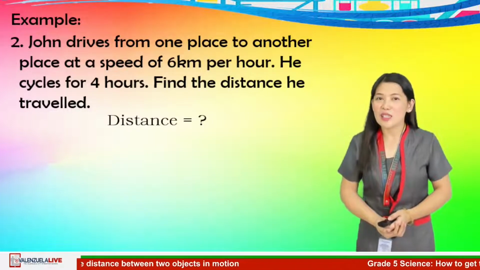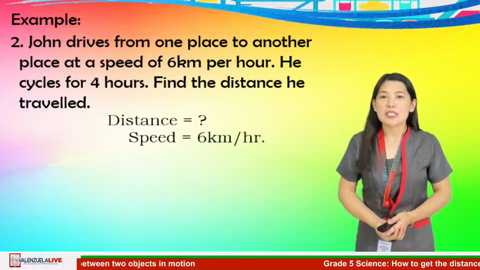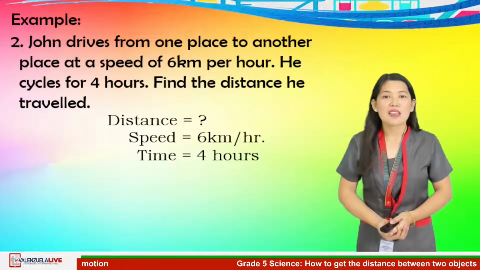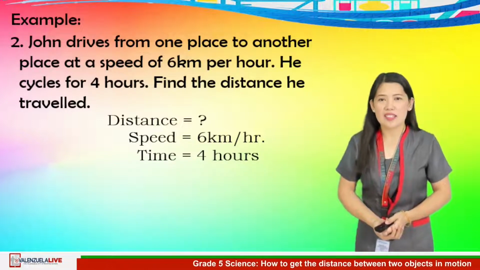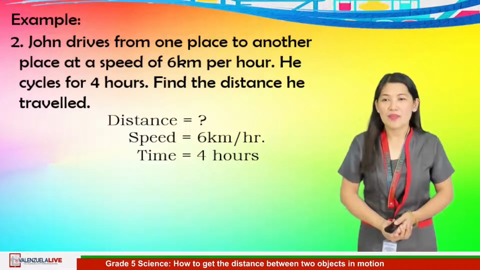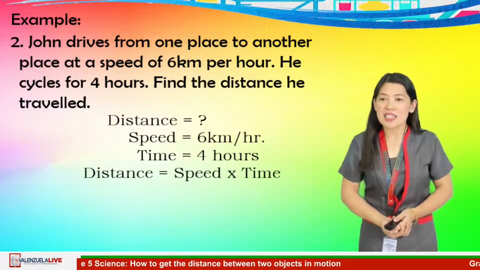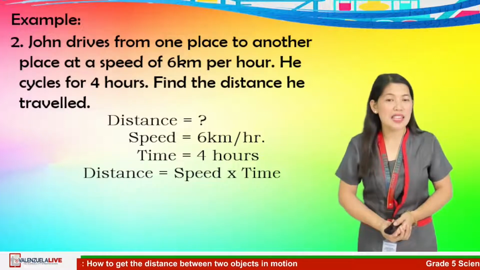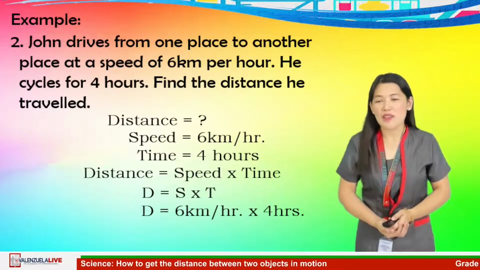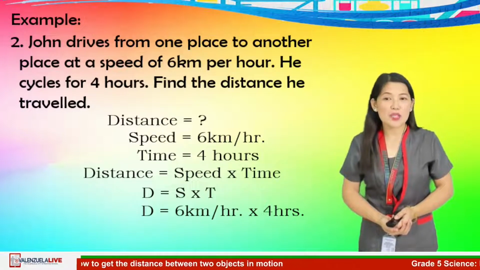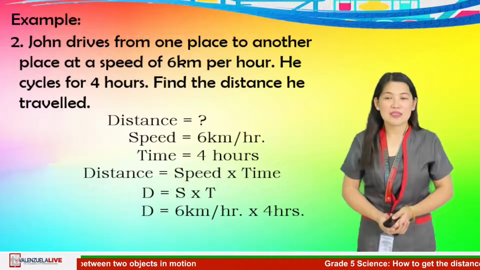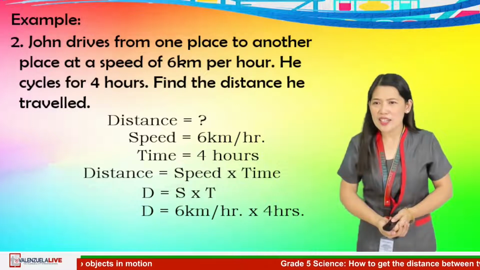Very good. The given numbers are speed is equals to 6 kilometers per hour and time is equals to 4 hours. What is the formula for distance? Correct. Distance is equals to speed times time. Let us solve again using the given. 6 kilometers per hour times 4 hours. So what is your answer?